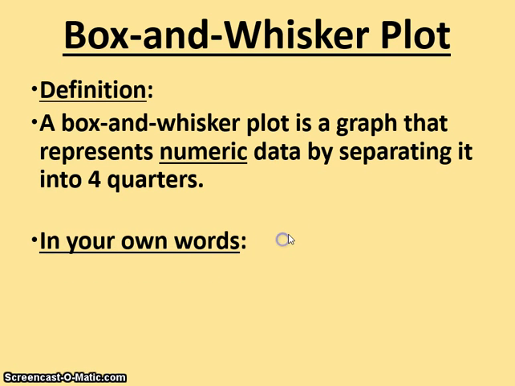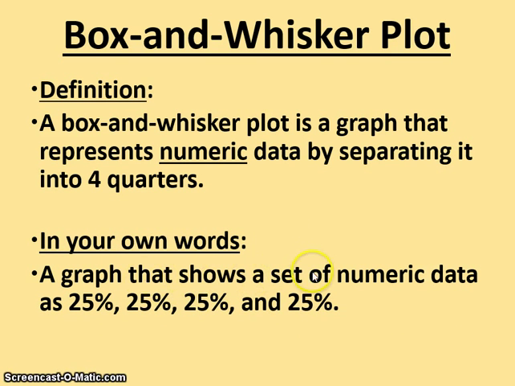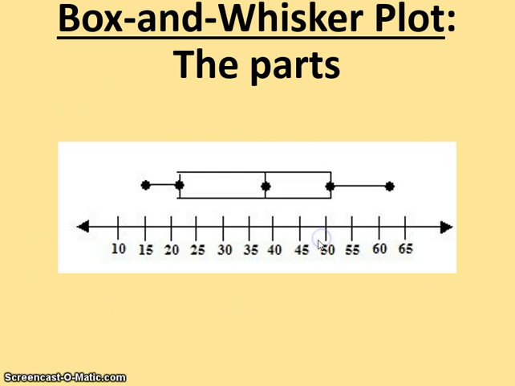If you were to put this in your own words, you may say that it's a graph that shows a set of numeric data as 25%, 25%, 25%, and 25%. And that's what 4 quarters means. It separates it into 4 equally distributive parts.